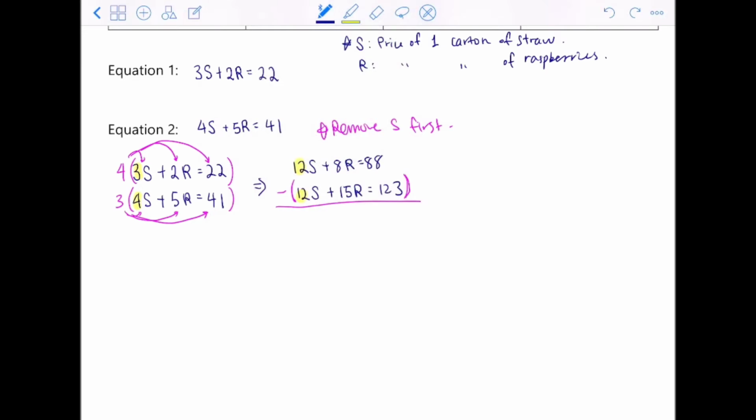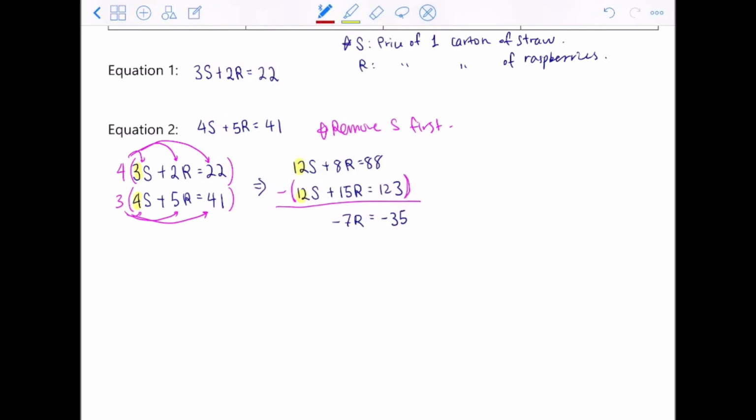So 12 minus 12 is 0. So 0S is just 0, so I'm not going to write anything down. We have 8R minus 15R, which is negative 7R. The equal sign comes down, and then we say 88 minus 123. This becomes negative 35.